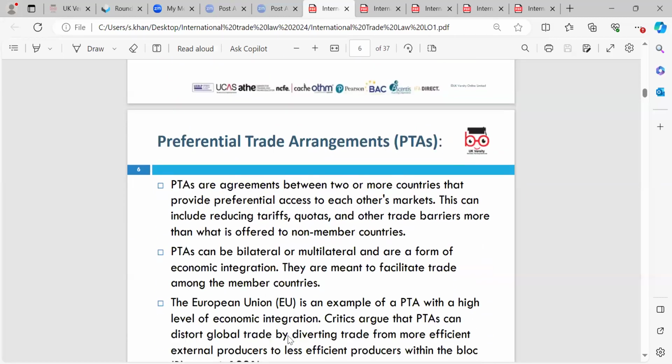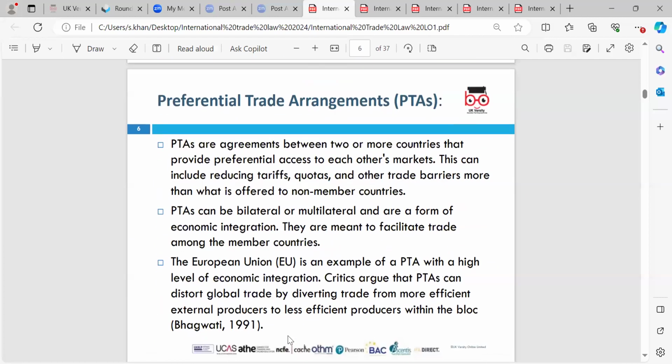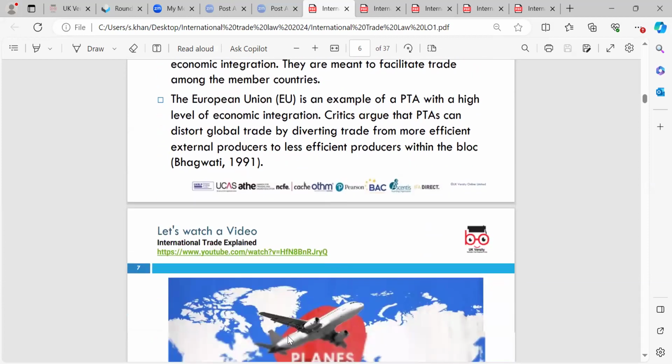We looked at preferential trade arrangements, which are agreements between 2 or more countries that provide access to each other's markets. This can include reducing tariffs, quotas, and other trade barriers more than what is offered to non-member countries. We looked at the European Union as an example of preferential trade arrangements with a large level of economic integration.